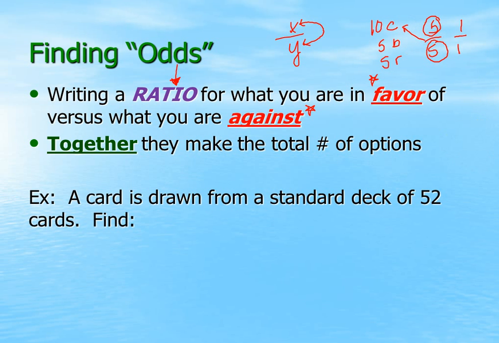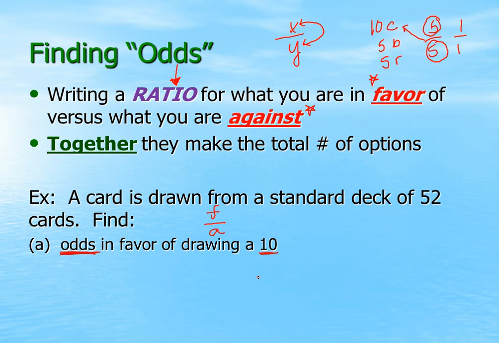So an example: a card is drawn from a standard deck of 52 cards. Find the odds in favor of drawing a 10. Again, the keyword right here is that we're finding the odds. So the odds in favor of drawing a 10. We said we want to write a ratio. What are we in favor of on top and what are we against on the bottom? A deck of 52 cards. Now we have to remember our cards. How many 10s? How many non-10s? But let's make it one step a little bit more simple than that. In favor of drawing a 10, so we want a 10. That's what's going on top.